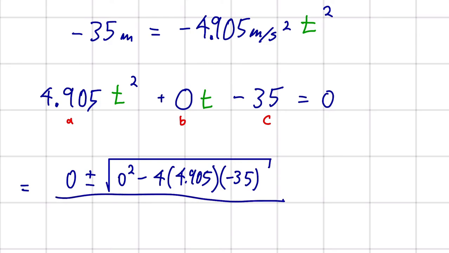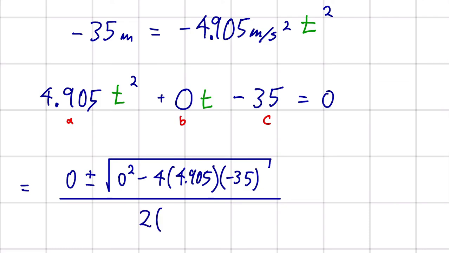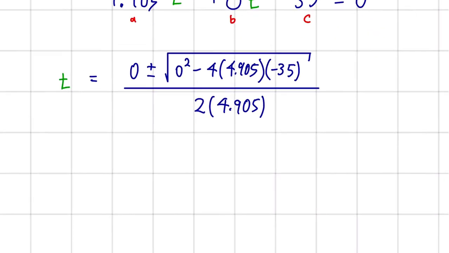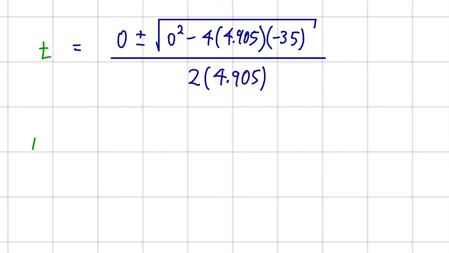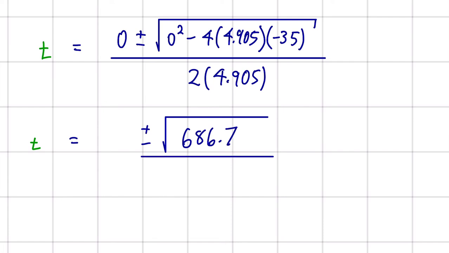All over 2a, so 2 times 4.905. Alright, so that gives us that t is equal to plus or minus the square root of 686.7 divided by 9.81. And I encourage you to try this along with me. Type this into your calculator and see if you get the same answers.